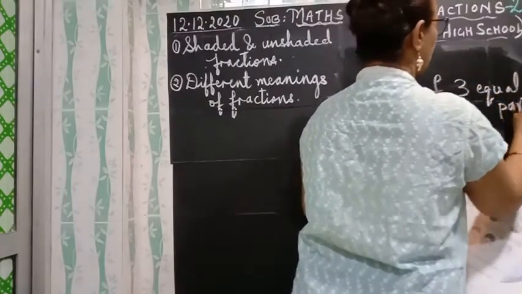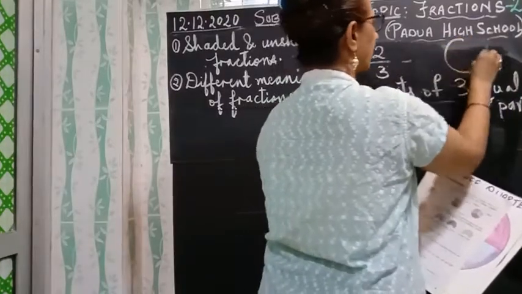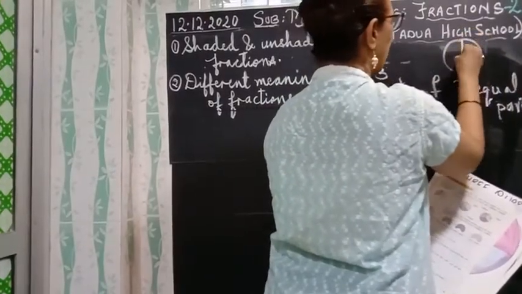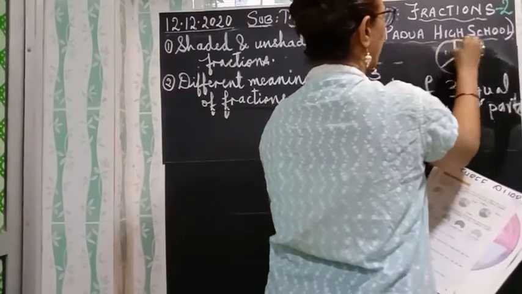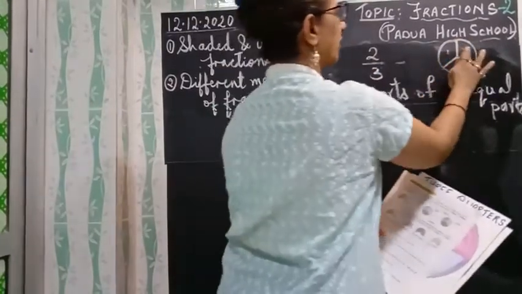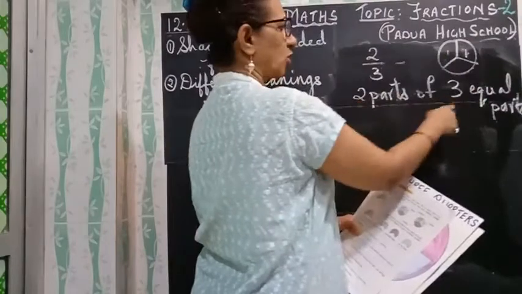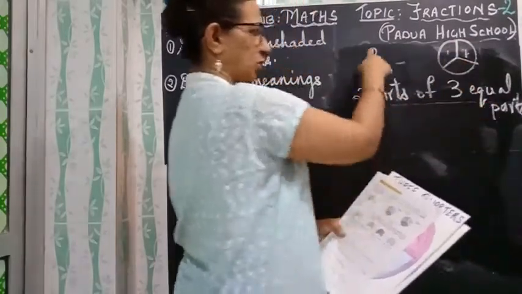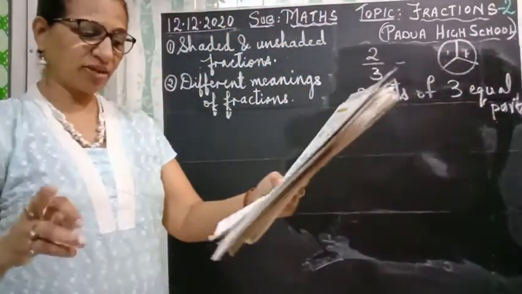Right? So this chapati, and then 3 equal parts. So 1 and 2, 2 parts. 1 plus 1, 2 parts of the 3 equal parts. 2 upon 3. That is one way we can write.